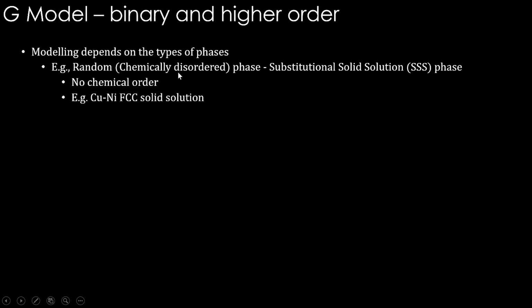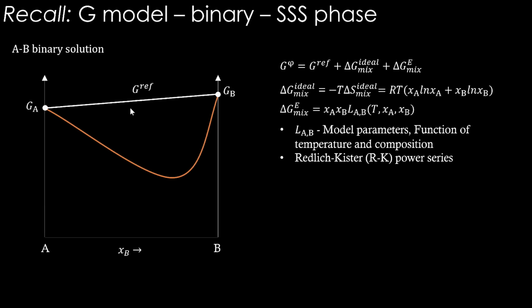Okay, the first one we have seen is this random chemically disordered phase. For example, substitutional solid solution, SSS, which has no chemical order. For example, copper-nickel FCC solid solution. How did we model it? We modeled it using this kind of equation, where we have this reference energy, which is the pure element Gibbs energy or the mechanical mixture Gibbs energy. Whichever reference state we consider for that, based on that we calculate this term G reference, plus delta G mix ideal will anyway be there. This is the ideal mixing tendency, the tendency to mix the elements randomly, and this term arises from that, which is basically delta S ideal mix multiplied by minus T. We have seen that.